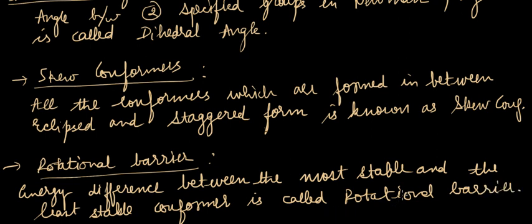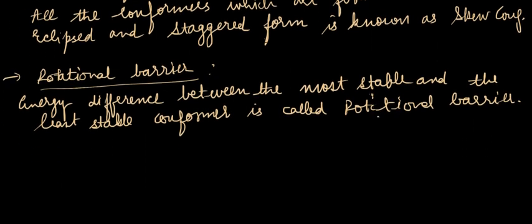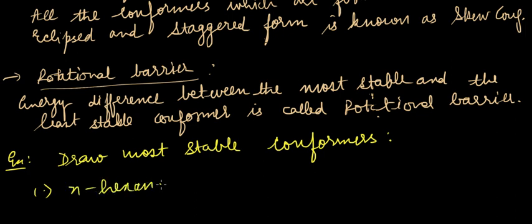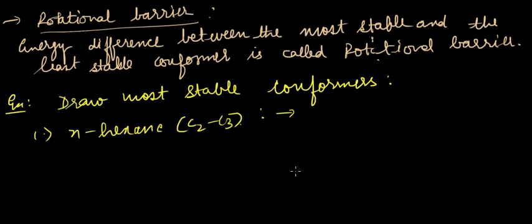Okay, so let us draw some of the most stable conformers of the following compounds. Let's take some examples wherein you have to draw the most stable conformers of the following. Okay, so the first example is you have to draw the most stable conformer of hexane between C2 and C3, or in other words between carbon 2 and carbon 3 the rotation would be there. Okay, so let us look at carbon 2. So this is the second carbon. So the most stable conformer, as you can guess, would be, yes, staggered.